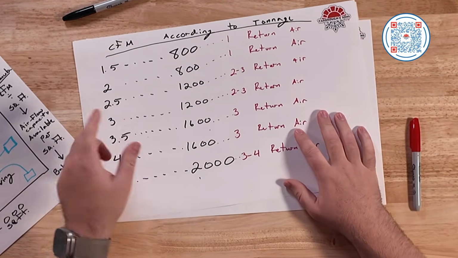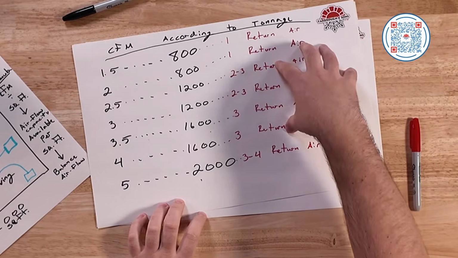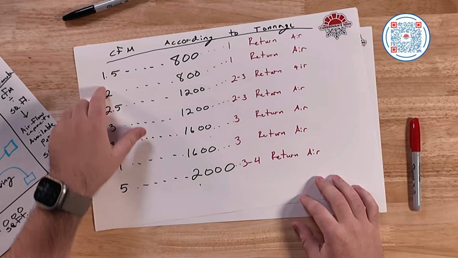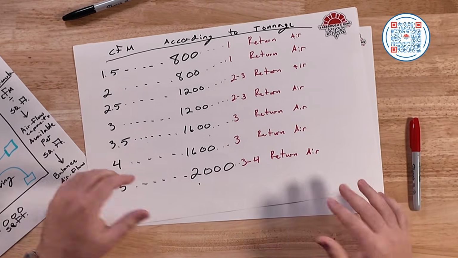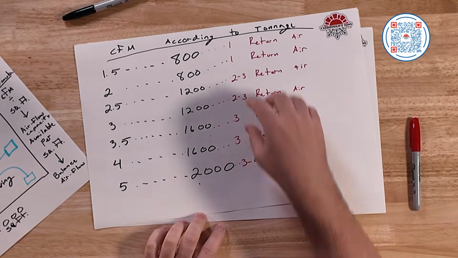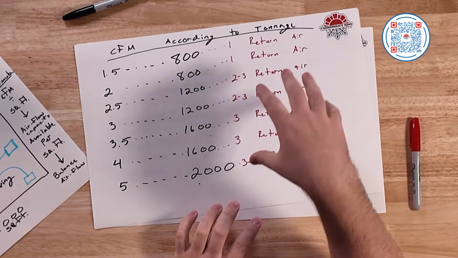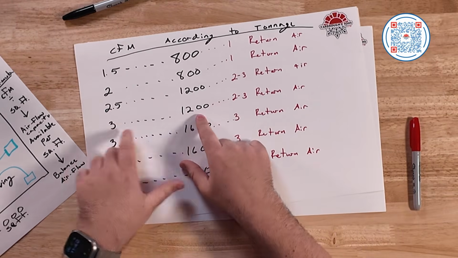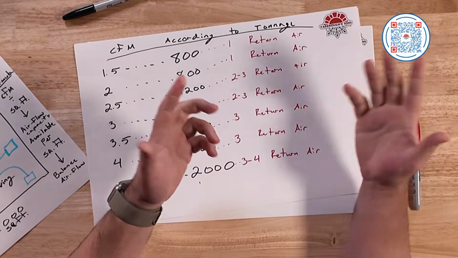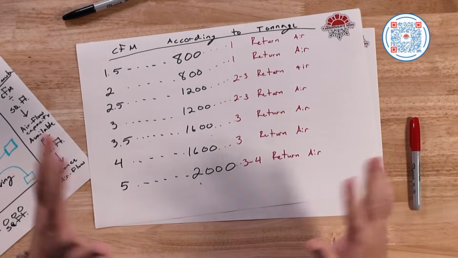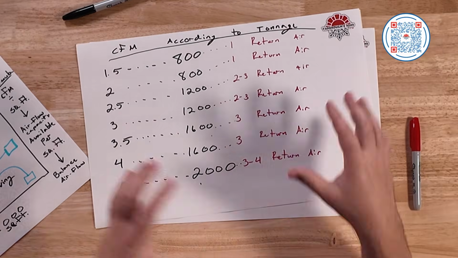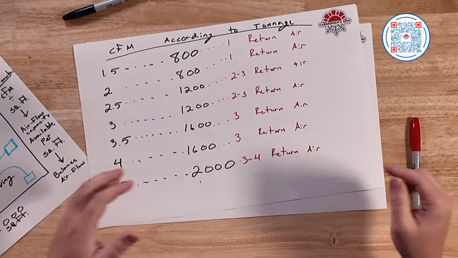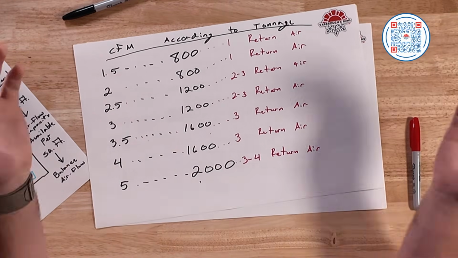So, CFM according to the tonnage. I've also got mapped out return air, so feel free to pause this video and look at these. Differentiate between what's my tonnage, how many square feet, how much CFM is available for that tonnage, and how many returns are typically used to accommodate those tonnages. If you've got a 3-ton, 1200 CFM, typically we want to see 2 to 3 return airs on that system. Very easy to look through. Compare that to what you have in your house.